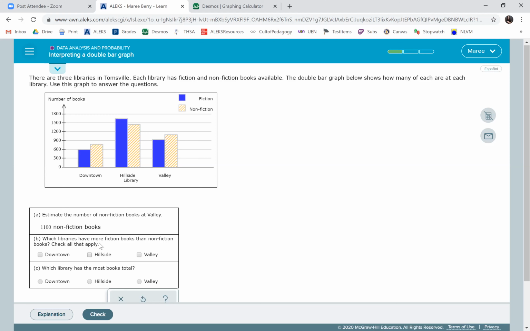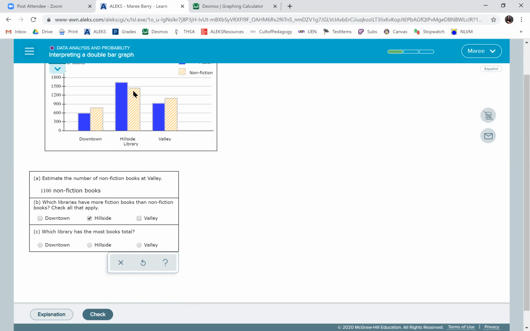Which libraries have more fiction books than nonfiction books? I'm looking for a higher blue bar because that would be more, and that's just Hillside. And which library has the most books total? I'm going to go with Hillside because it has the highest bars for both of them.